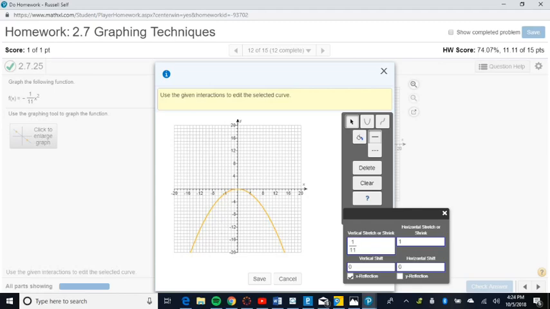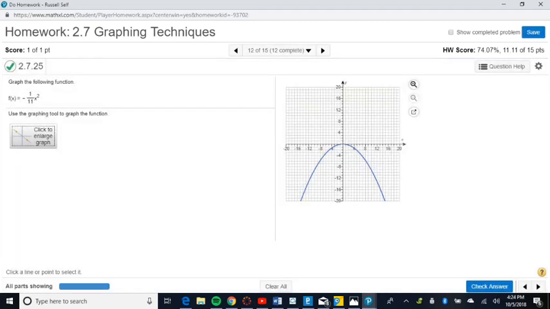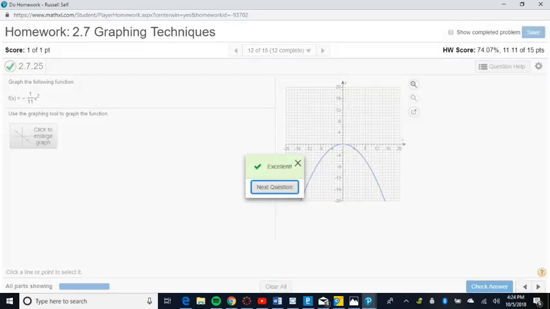Then that's because this was a fraction. A fraction is always going to be a shrink. A whole number is always going to be a stretch. Okay? So we save our answer. It automatically graphs it, turns it blue. Check it. There you go.